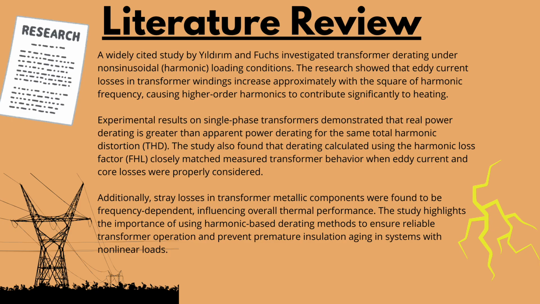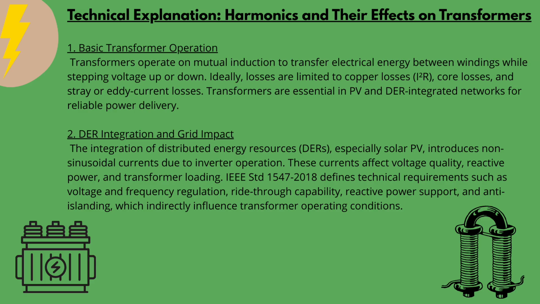The study also found that derating calculated using the harmonic loss factor FHL closely matched measured transformer behavior when eddy current and core losses were properly considered. Additionally, stray losses in transformer metallic components were found to be frequency dependent, influencing overall thermal performance. The study highlights the importance of harmonic-based derating methods to ensure reliable transformer operation and prevent premature insulation aging in systems with nonlinear loads.